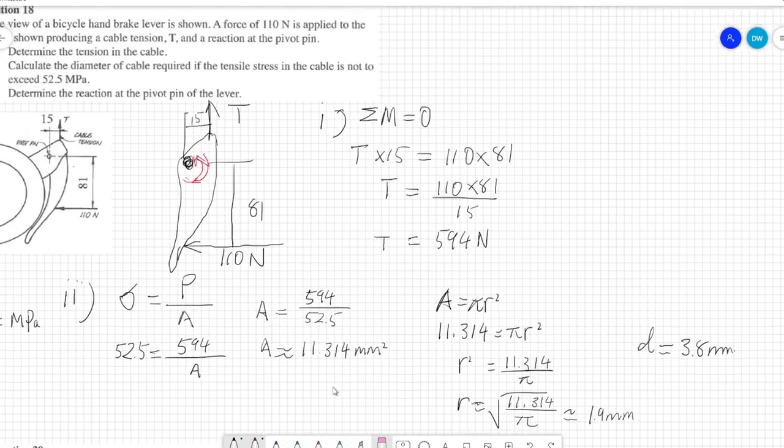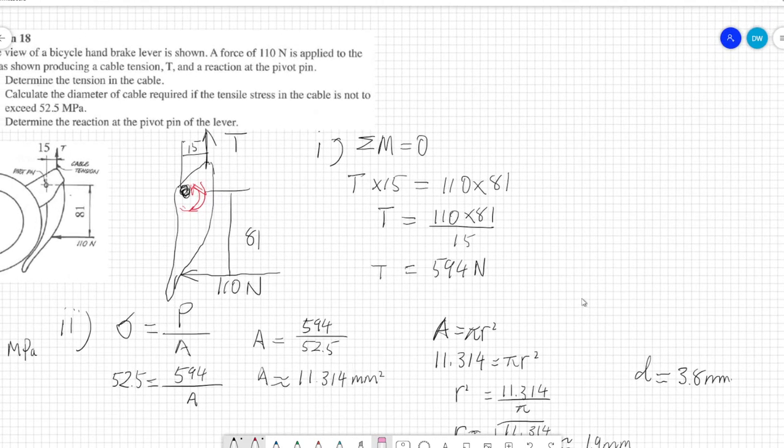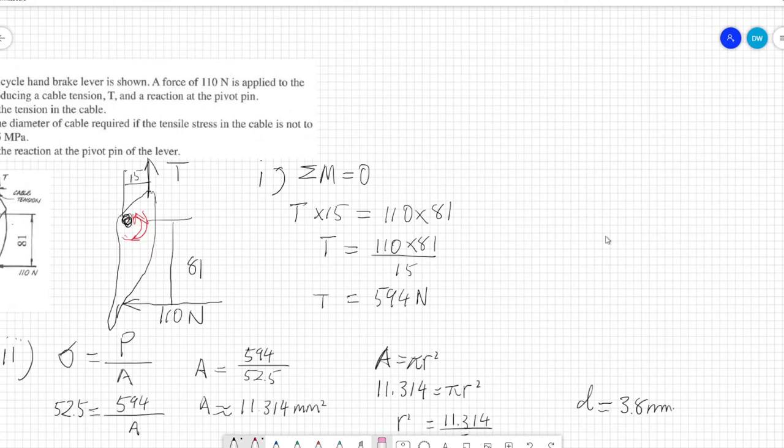Now, reaction at the pivot. If you look at the pivot, we have two forces. We have a force going this way, 110 newtons, and then another force, tension going up, 594 newtons. So these are the two forces that can be transferred, because these are a horizontal and a vertical force. So you can actually slide them across and apply to the pivot.